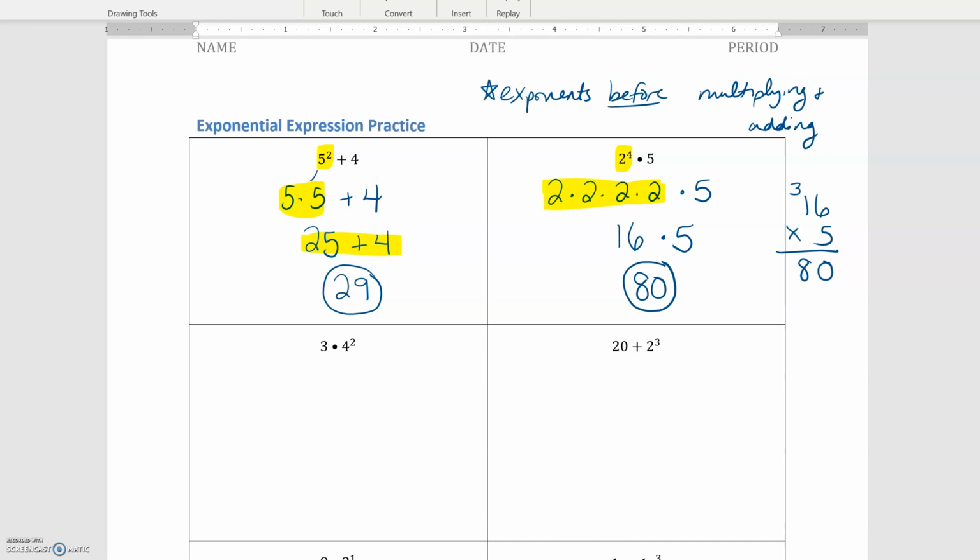So using this as a model, up here in the top 2, I want you now to do the rest of the page on your own. Pause here, and when you finish all 4 problems, resume the video to check your math.